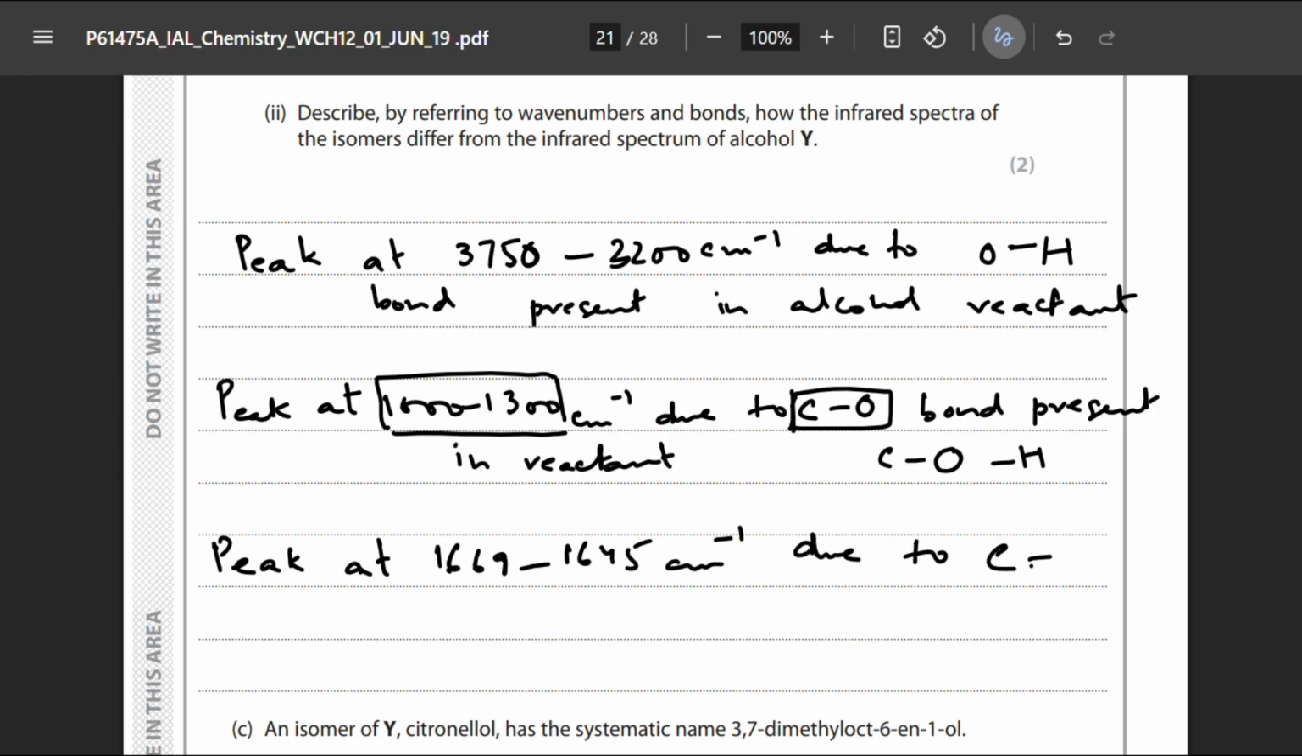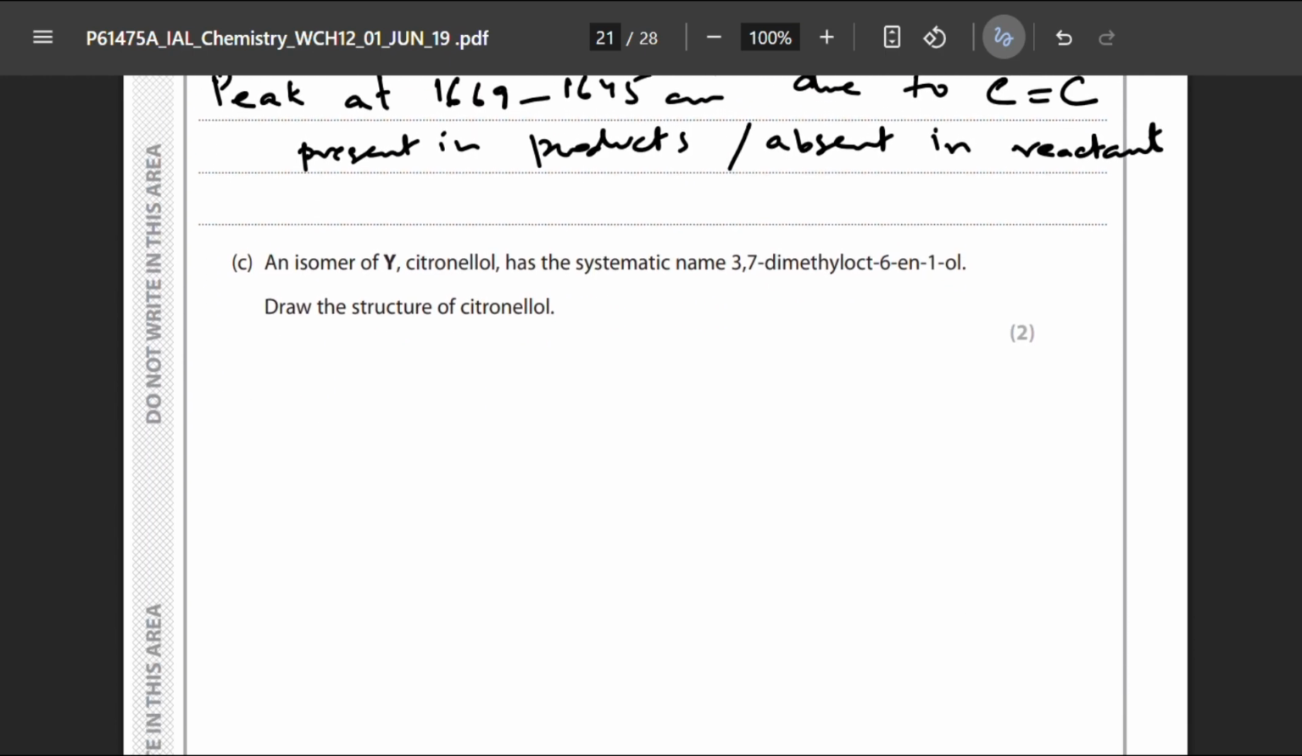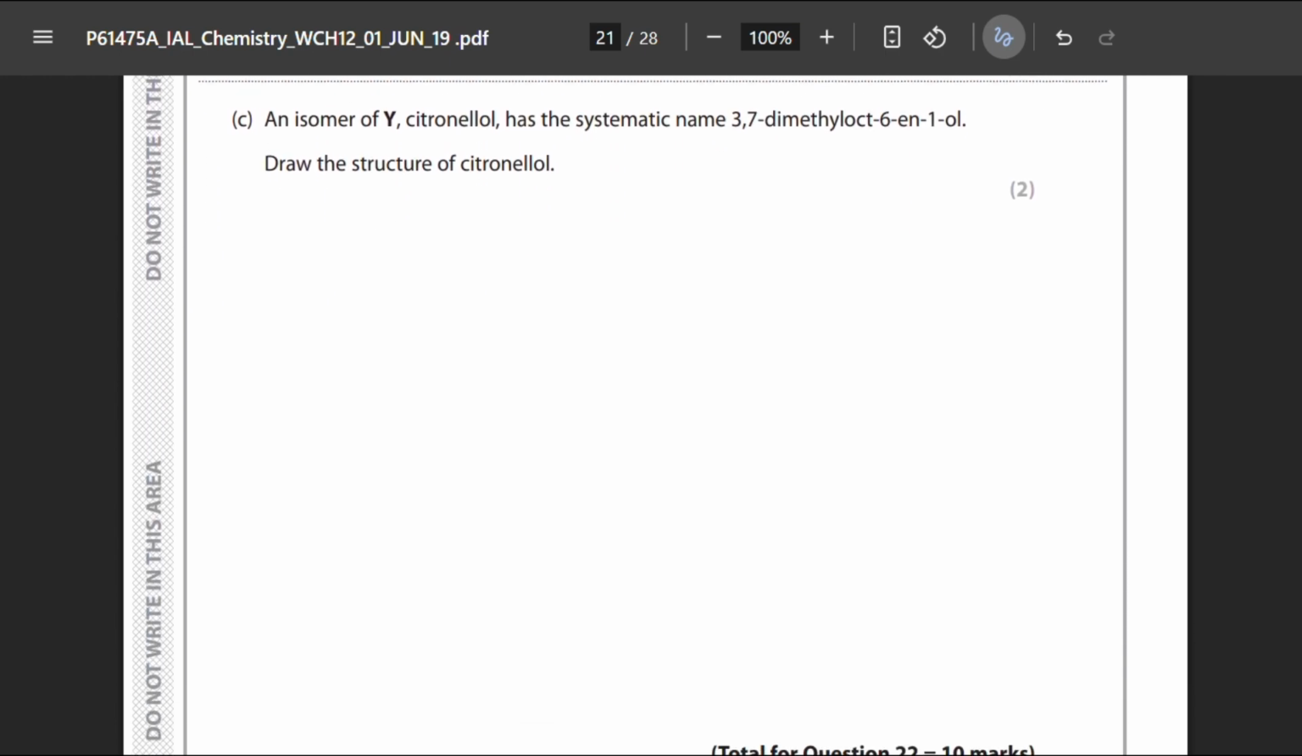Now in the products, because products are alkenes, a peak will appear at, and that will be due to the carbon-carbon double bond present in products. This carbon-carbon double bond is absent in reactants, so these peaks can differentiate between reactants and products.